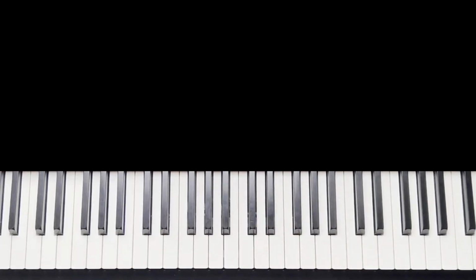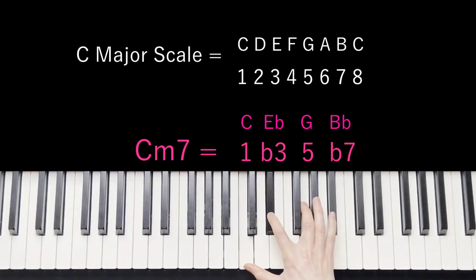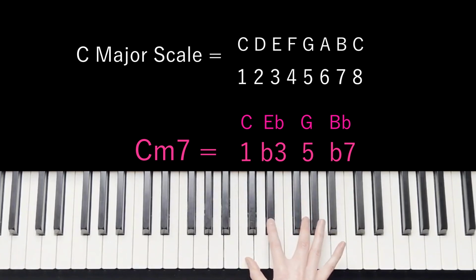So now let's have a look at C minor 7. And again, it follows a formula: 1, flat 3, 5, flat 7. If you're wondering why it goes to a flat 3, the main thing that distinguishes a major chord from a minor chord is the third. So a major chord is always a normal 3, a minor chord has a flat 3.